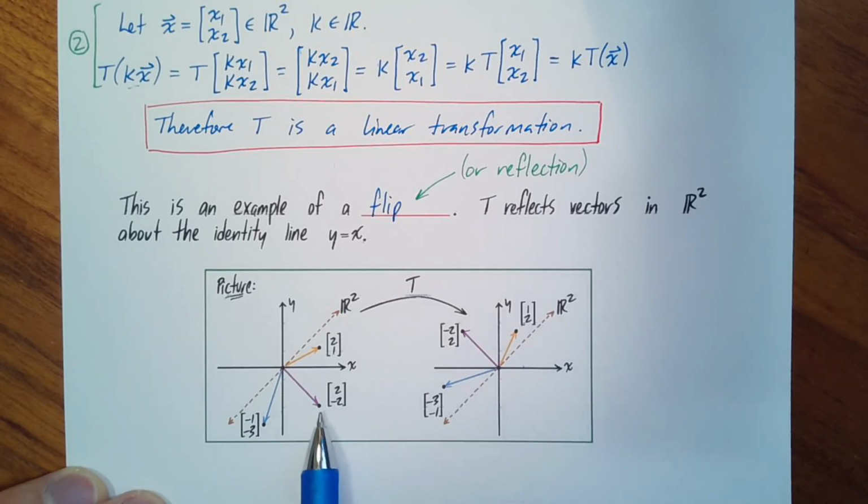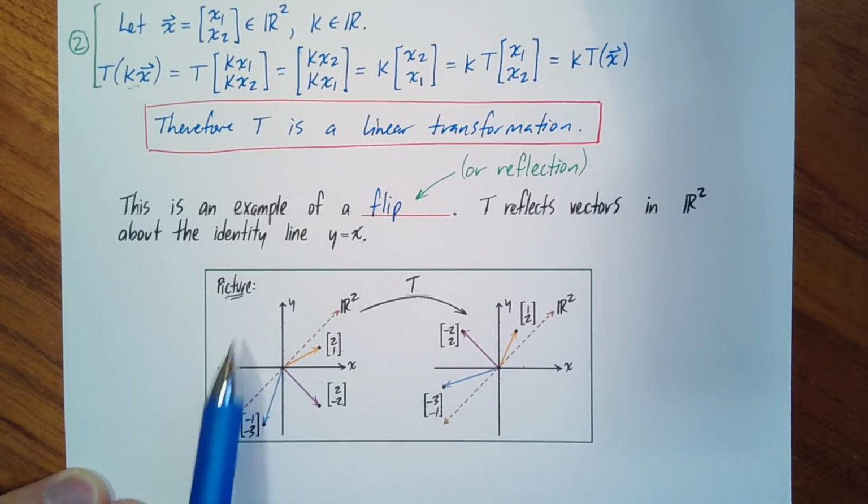For the purple one, here we got 2, negative 2. So it's got an x coordinate of 2 and a y coordinate of negative 2. That's what brings us down here. If you plug it into T, it's going to swap the coordinates, and you're going to get negative 2, 2. So you have an x coordinate of negative 2 and a y coordinate of positive 2, that puts you here. So again, you can see that that's exactly what T did. It flipped this one around the identity line.